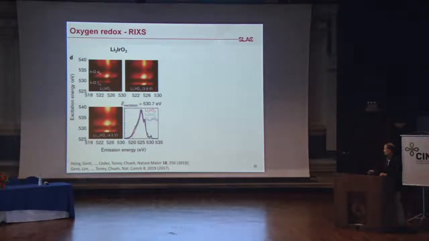If we do a line cut across here, that's shown here. So this is emission energy, and this is intensity taken somewhere right in here. The peak would show up here, and it's clearly not there.